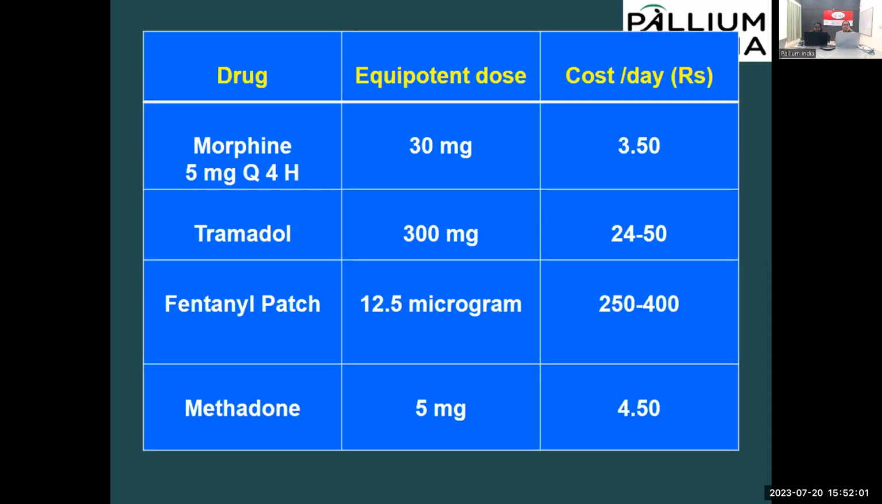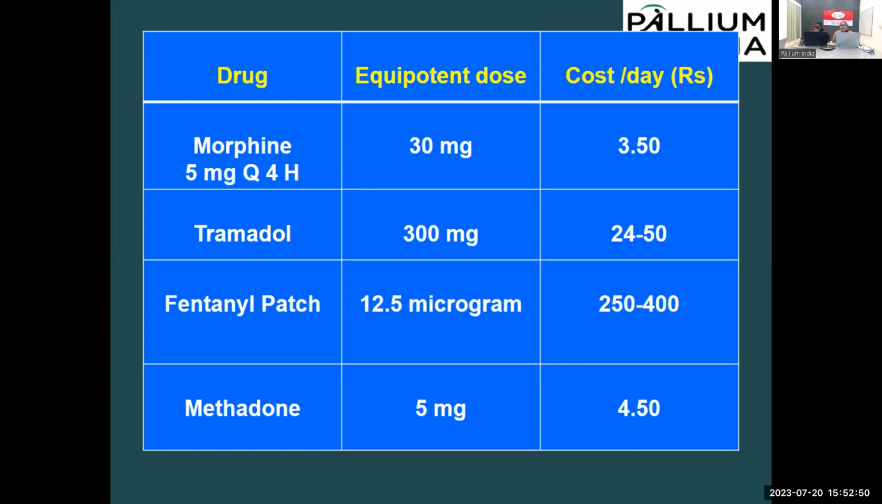Okay. So a patient on 5 milligram of oral morphine 4 hourly is on a total of 30 milligram of morphine in 24 hours. The cost of which is around 3 rupees 50 paise. Suppose the patient is on tramadol, the equipotent dose: morphine is 1/10 of tramadol. So that patient might need 300 milligram of tramadol for satisfactory pain relief, and the cost of that is 24 to 50 rupees.